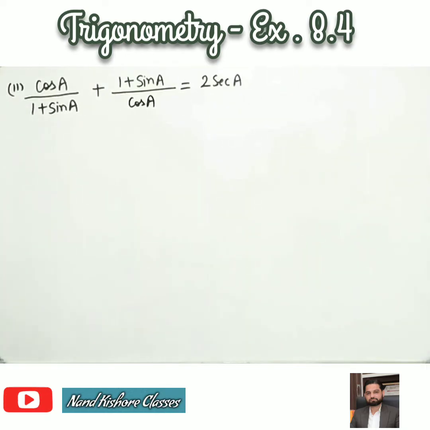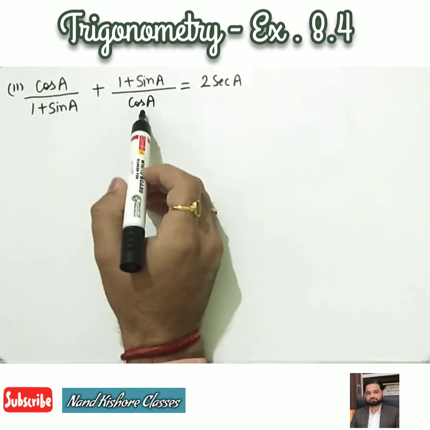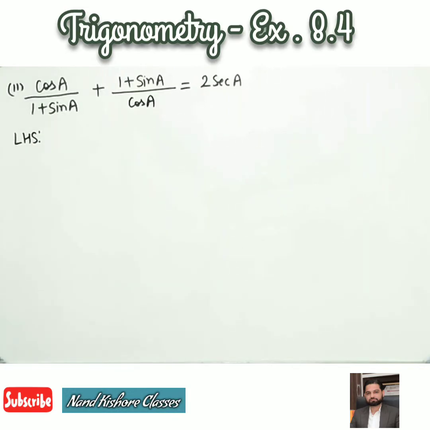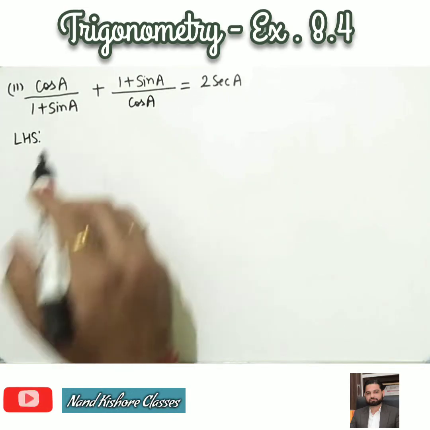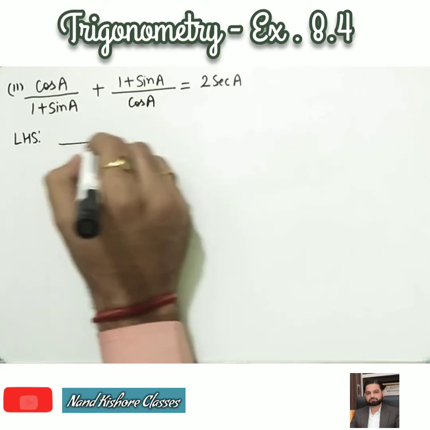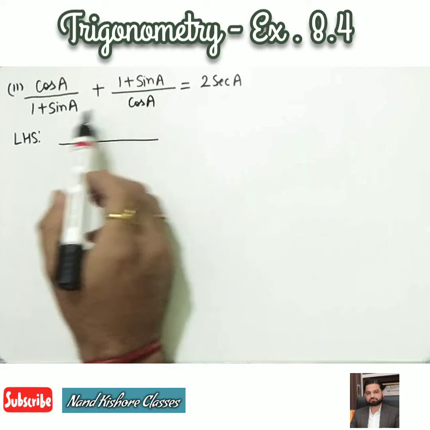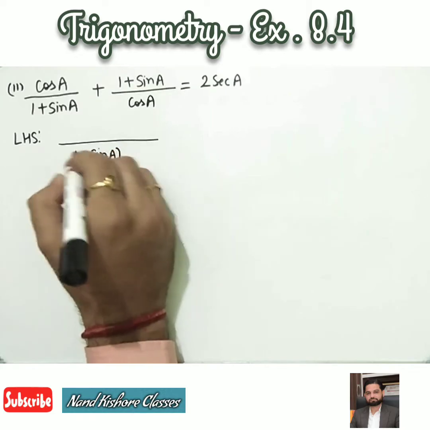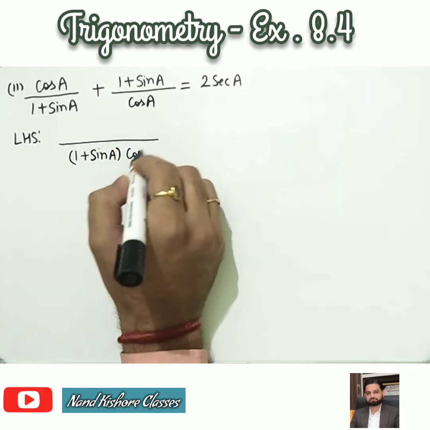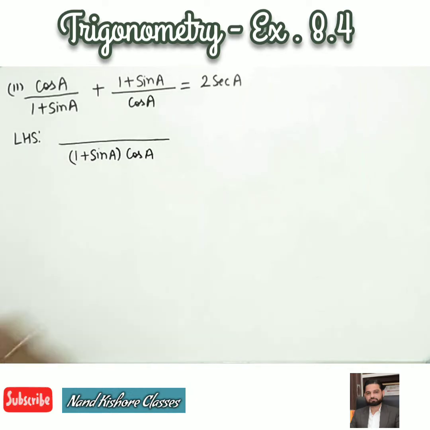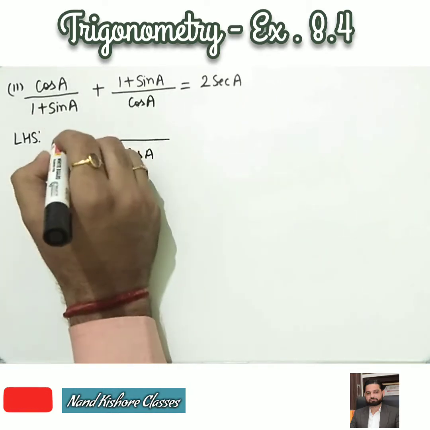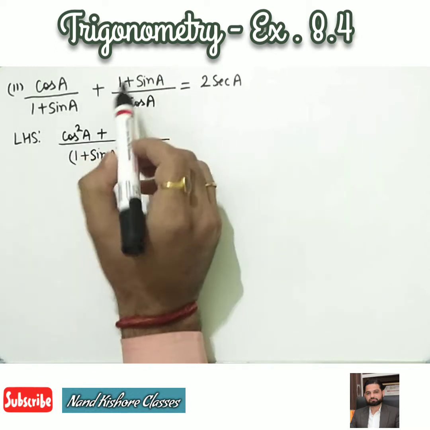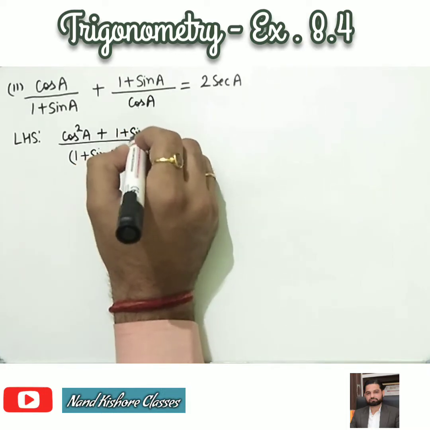See the question now. Cos A upon (1 plus sin A) plus (1 plus sin A) upon cos A is equal to 2 secant A. We are going to take left side again, right? In left side, see, already it is in sin and cos. So what I can do, I can take LCM. LCM means product of both denominators. That means 1 plus sin A multiplied with this cos A, and further what we can do, this cos A will be multiplied with cos A, cos square A. 1 plus sin A with 1 plus sin A, we get (1 plus sin A) whole square.